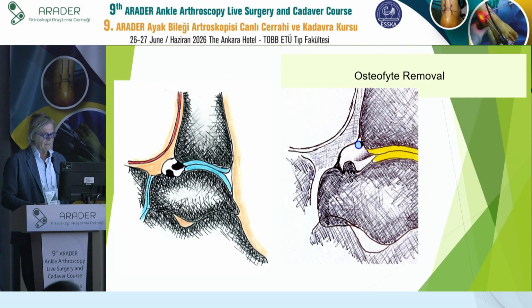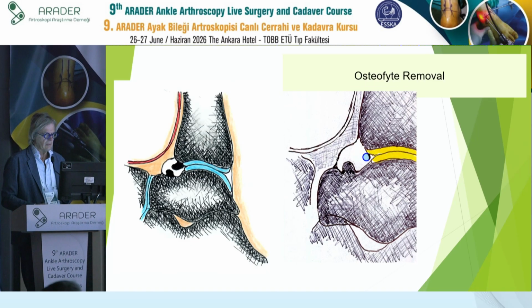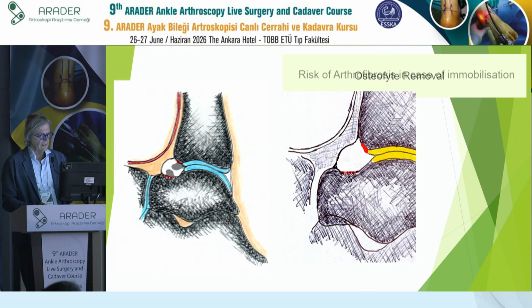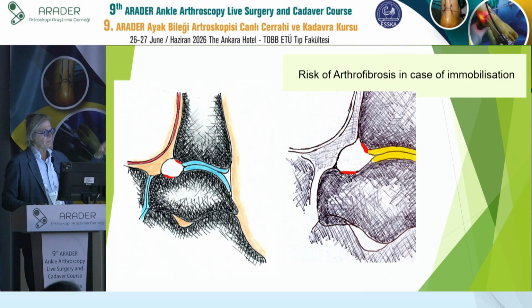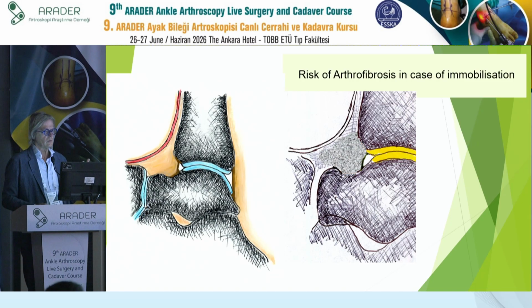I showed you already the technique for the osteophyte from the distal tibia, but it's the same for the talar osteophyte. Start in front and work towards the joint. And then you leave an area of bleeding. So if you immobilize the joint, then you will go to arthrofibrosis. So removing osteophytes in a patient where you do ligament reconstruction, if you immobilize, you have the chance that you get such a situation with arthrofibrosis.